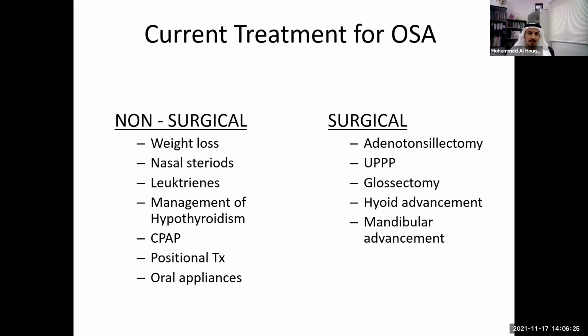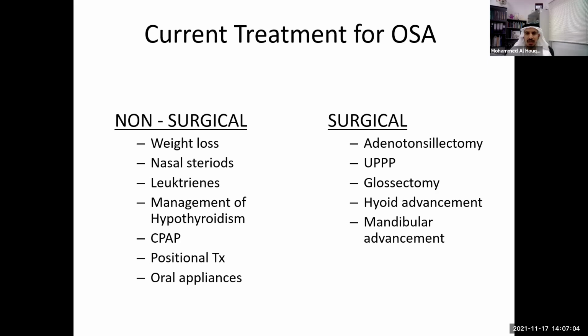Now, moving to management. So how can we manage patients with obstructive sleep apnea? Let's divide the management into non-surgical and surgical. The non-surgical, in general, especially for patients who are obese, is weight loss. For patients with a mild degree of obstructive sleep apnea, we recommend a nasal steroid or sometimes leukotriene receptor antagonists such as montelukast. If the patient has hypothyroidism, we should treat it. Now, we'll talk about CPAP, positional therapy, and oral appliances.